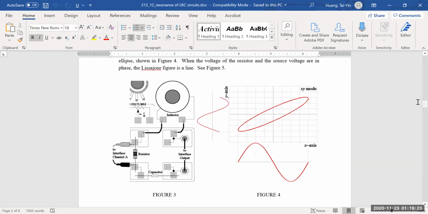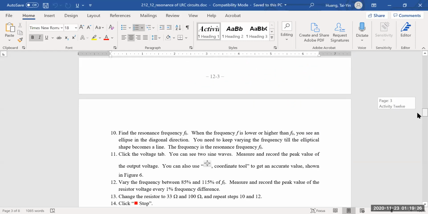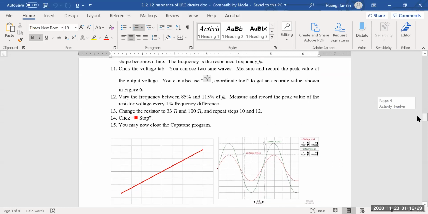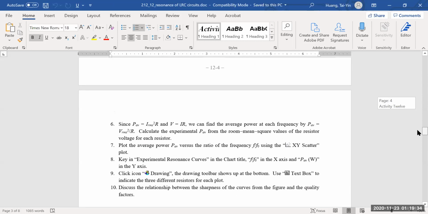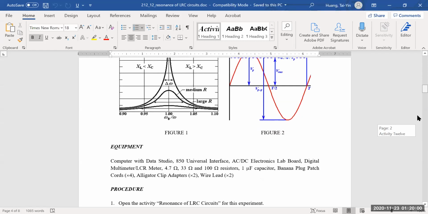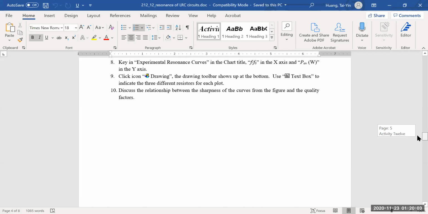Just change the frequency, and when you reach a straight line, that indicates that you have found the right frequency, and then you measure the voltage. Because we're matching the frequencies until they are in phase, to calculate the average power, instead of using equation 1, you can just use this equation. That is, the average power is equal to the RMS square value over R. Okay, and once you have that, you will be able to plot the figure like figure 1. And that's basically what you want to do.